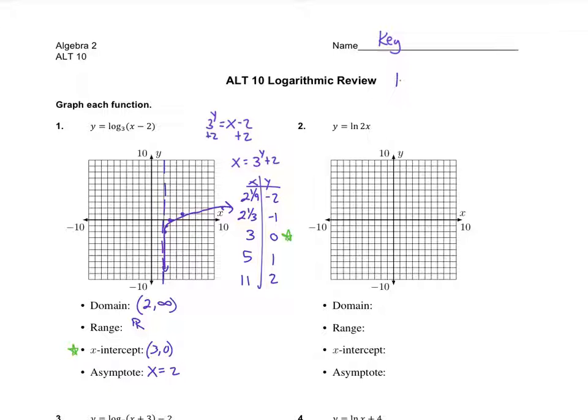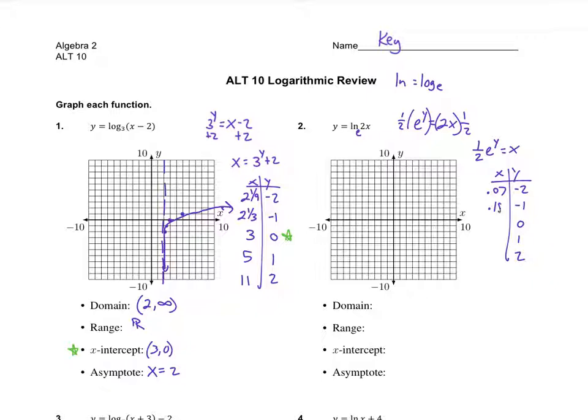For number 2, remember that natural log equals log base e. So now we've got e to the y power equals 2x. We're going to divide by 2, or you can multiply by 1/2. So 1/2 times e to the y equals x. Again, we're going to use -2, -1, 0, 1, and 2. If we plug those in, you can type those into the calculator, so it's e to the -2 power divided by 2, or times 0.5, so that's 0.07.